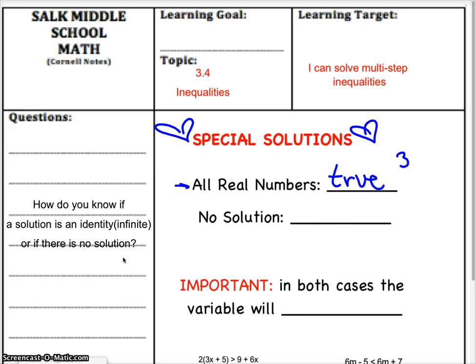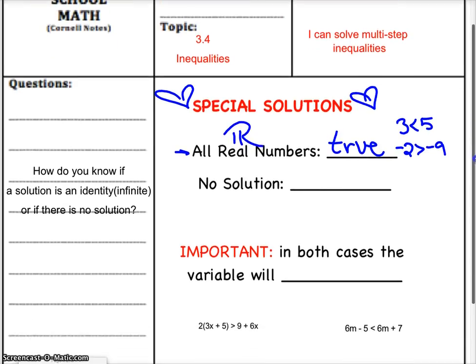Like if you had 3 is smaller than 5. That's true. You would say all real numbers. Or -2 is bigger than -9. That's another true statement, so it would be all real numbers. You can either write all real numbers, or there's a really cool symbol that looks like this. So it's an R with 2 lines that represents all real numbers.